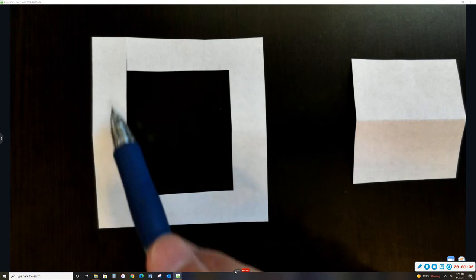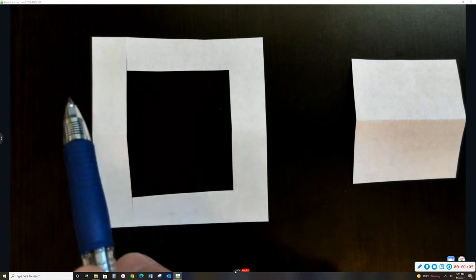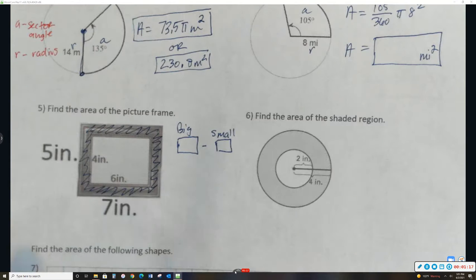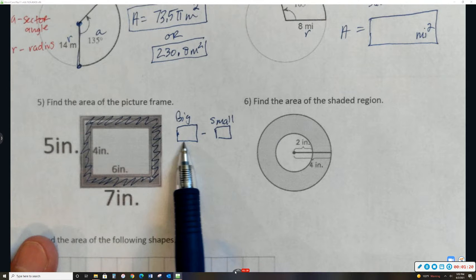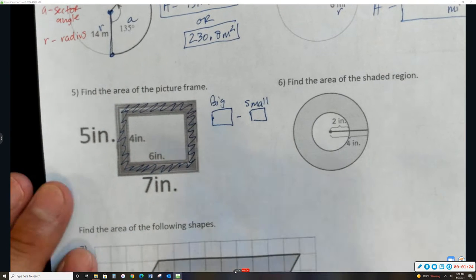Okay, and that's the area we're trying to find. So it's a big square, and then minus a smaller square. Okay, because I take this piece out of the middle, and I'm left with the area that I'm looking for. Okay, so hopefully that makes sense to you guys as to why it's a big square minus a small square, or a big rectangle minus a small rectangle.